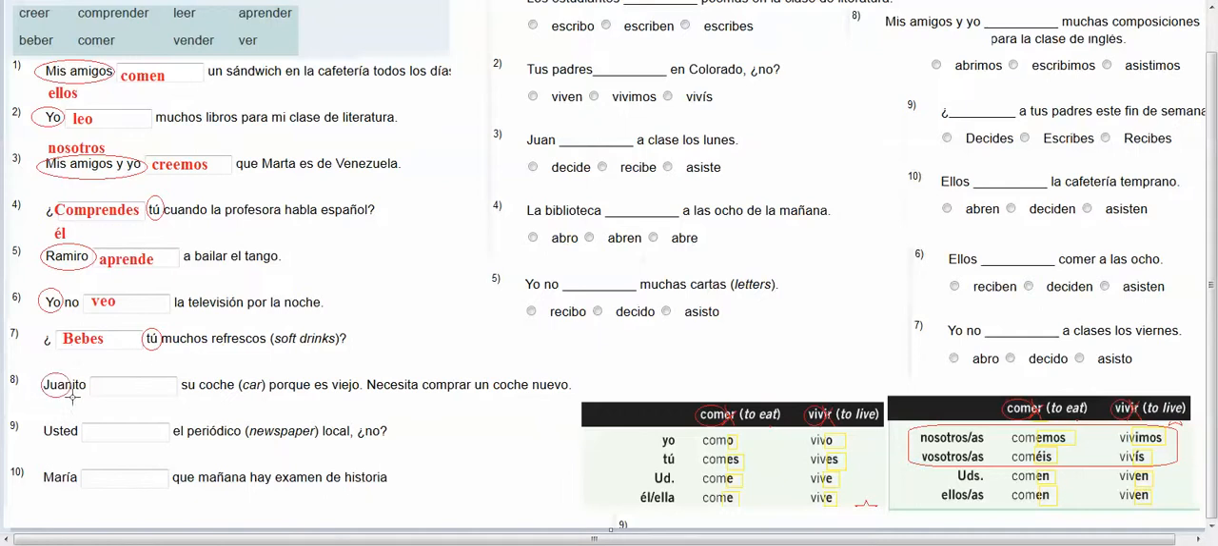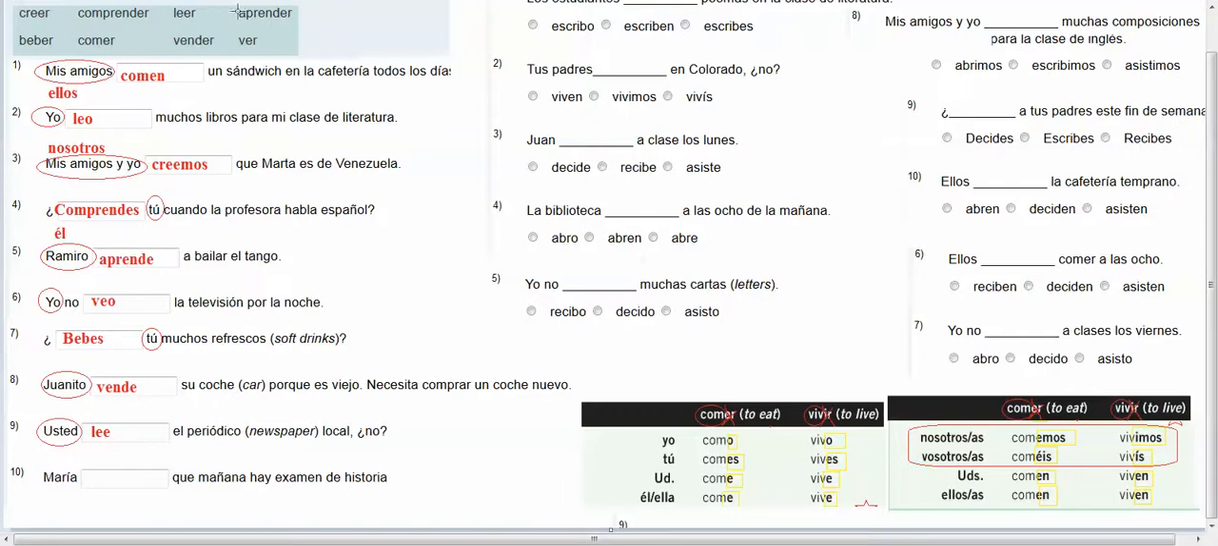Juanito blank su coche porque es viejo. Okay, so who's doing this is Juanito, and if it's old, he probably sold it, which would be vender. Juanito is the same thing as él, so if I take this off for él, I would put an E, vende. Usted blank el periódico local, no? Okay, so usted is the subject, and if we're talking about the newspaper, it's probably leer. I'm going to take the ending off, and for usted, if I scroll over here, it's just an E, lee.